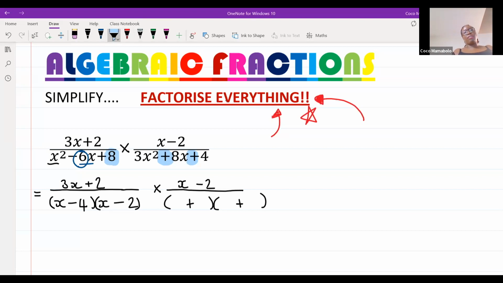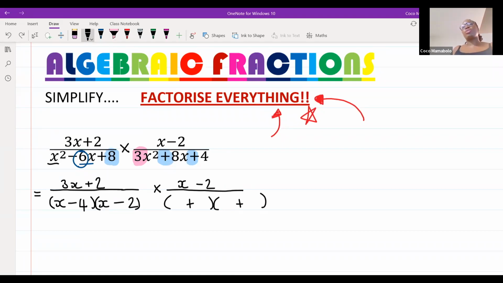However, the coefficient in front of my x squared is 3. It's 3, so it's not just x squared anymore. It's 3x squared. So I can't just do this. I can't just go x and x. That's not correct because I actually have 3 in front of x squared.